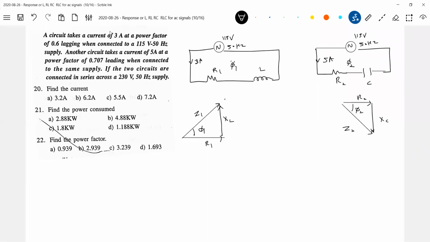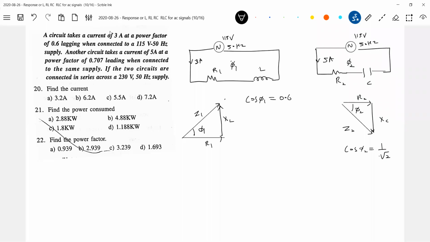Do we know the cos phi value? We don't have it. We have only VRMS and IRMS. This 3 ampere is IRMS. So what we know is the power factor, cos phi 1 is equal to 0.6. I'll write it. What is all given? Cos phi 2 is equal to 1 by root 2. 1 by root 2 is 0.707.